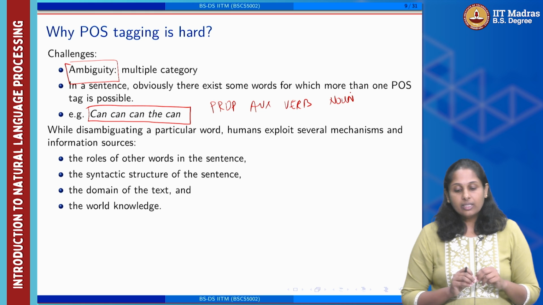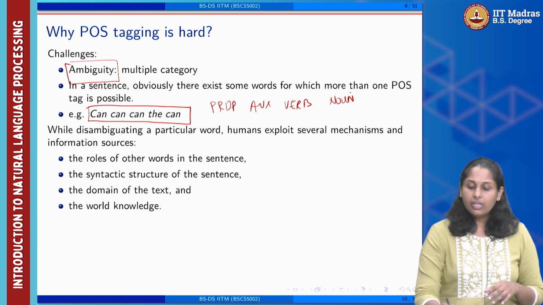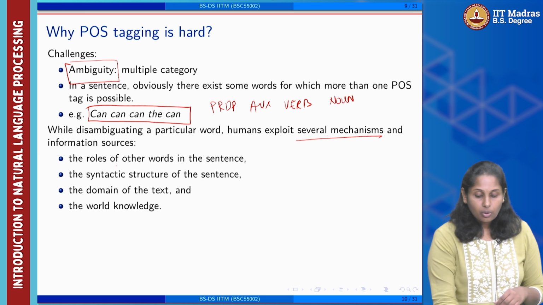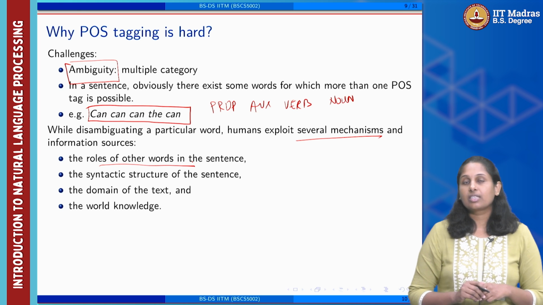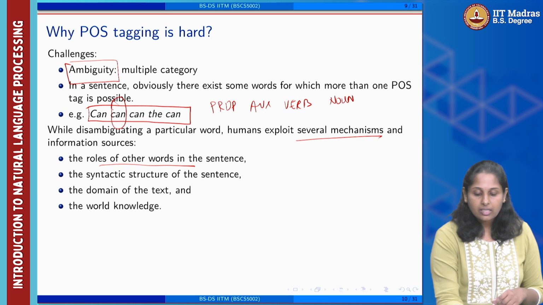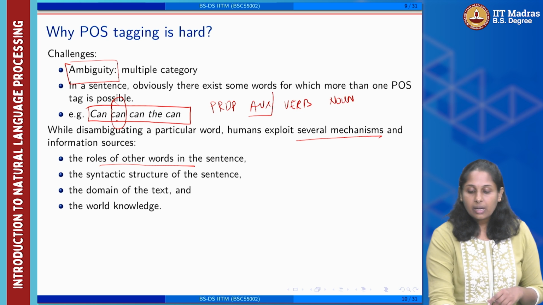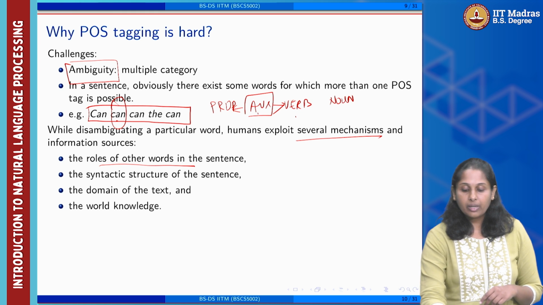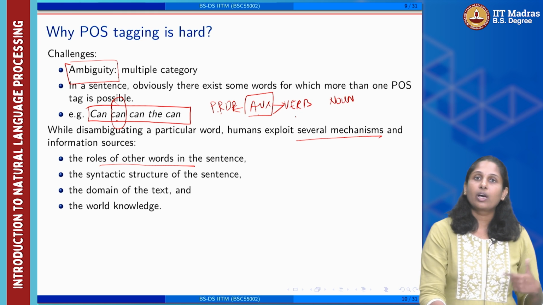While disambiguating any word, we exploit several mechanisms. For example, the role of other words in the sentence is also used. If you are calling this can an auxiliary, this is determined by the previous word and the following word. An auxiliary can be followed by a verb, and an auxiliary can be followed by a noun or a proper noun.